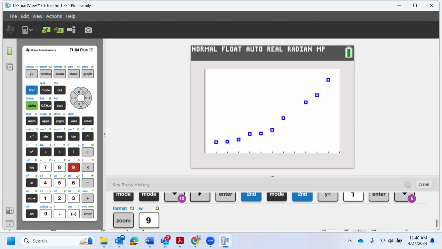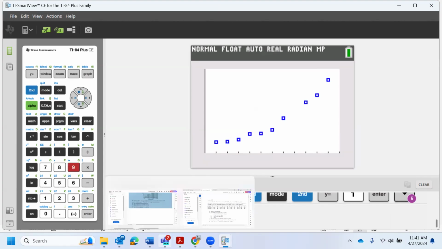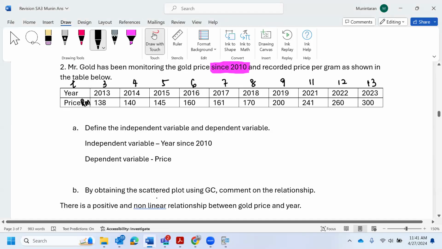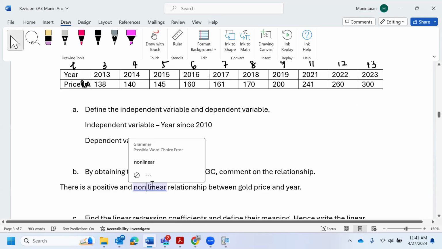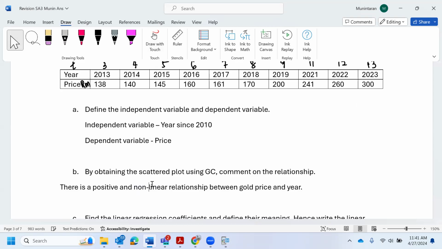So you do have the plot. The plot is positive, and it seems to be non-linear. Okay, the dots or the points are not aligned in a straight line. Okay, so you have to comment, obtain the scatter plot and comment on the relationship. You're going to say there is a positive and non-linear relationship between the gold price and the years since 2010.